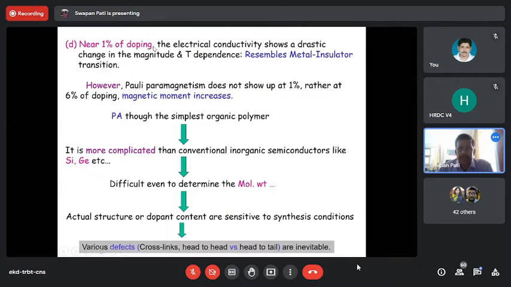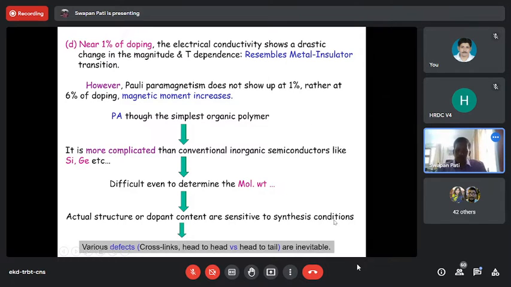Near 1% of doping, the electrical conductivity shows a drastic change in magnitude and temperature dependence. It resembles a metal-insulator transition. However, Pauli paramagnetism, which does not depend on temperature, does not show up at 1%. Rather, at 6% doping, the magnetic moment increases. Polyacetylene, though the simplest organic polymer, is more complicated than conventional inorganic semiconductors like silicon, germanium, etc. It is difficult even to determine the molecular weight, and actual structure or dopant content are sensitive to synthetic conditions. Various defects like cross-links, head-to-head, or head-to-tail are inevitable.